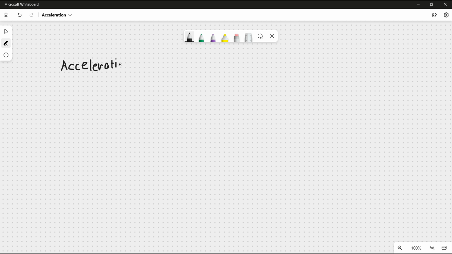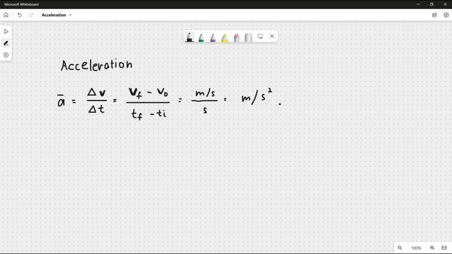Acceleration is the change in velocity divided by the period of time during which the change occurs. It is also given by final velocity minus initial velocity all over final time minus initial time. The SI units of velocity are meters per second, and the SI units for time are s, or seconds. So the SI units for acceleration are meters per second squared.